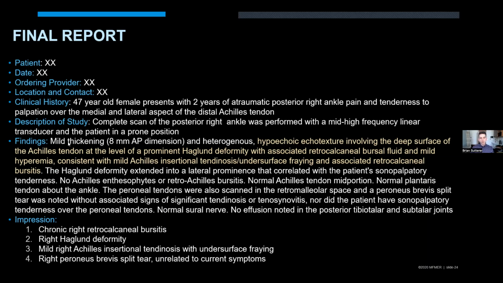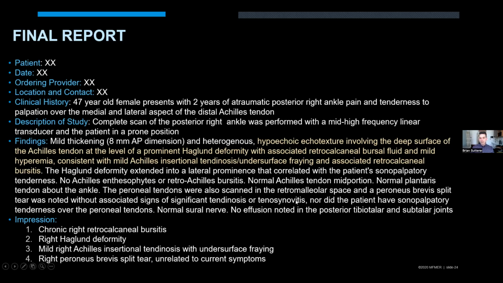And so in this individual, there was a little bit of mild thickening of the Achilles and some possible deep-sided tearing that we can go back and look at if anybody's interested, but primarily the associated retrocalcaneal bursal fluid and hyperemia, consistent with retrocalcaneal bursitis. And then the majority of the rest of this report is basically specifying the things that we otherwise would be looking for in this area. The rest of the structures being normal.